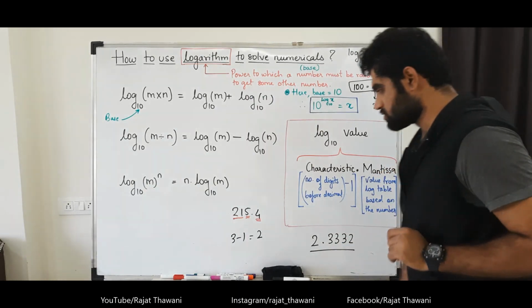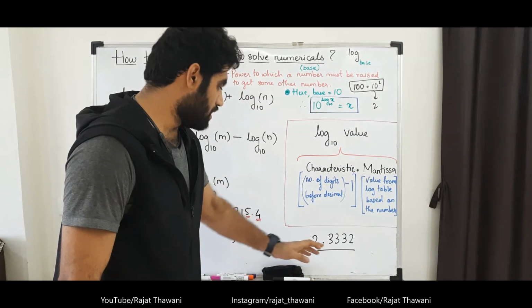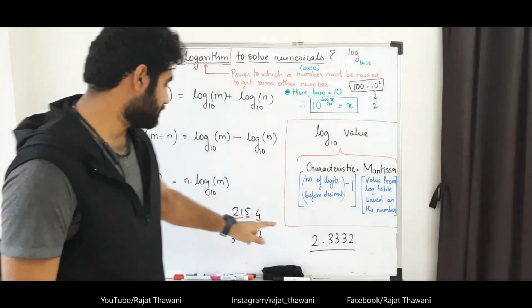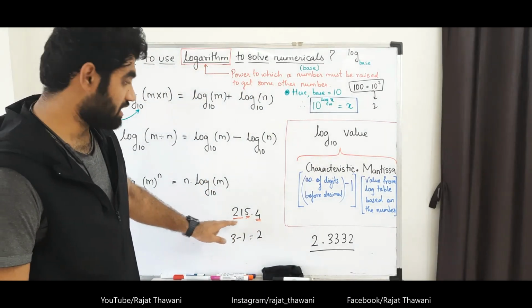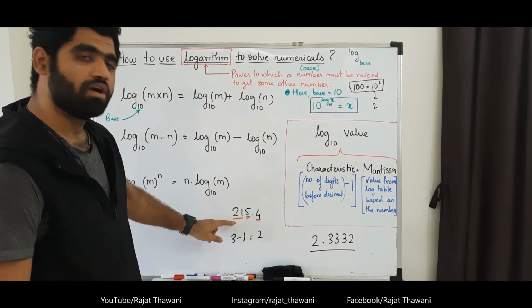Clear? Okay, so I'll also teach you how to find out the anti-logarithm of this. The anti-logarithm is equally necessary. If you find out the anti-logarithm, what should it be? It should be 215.4. It is just the reversal.